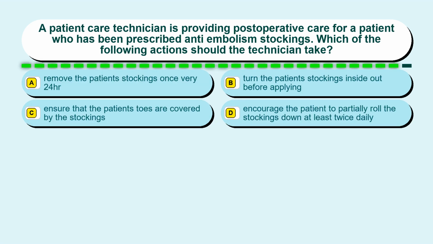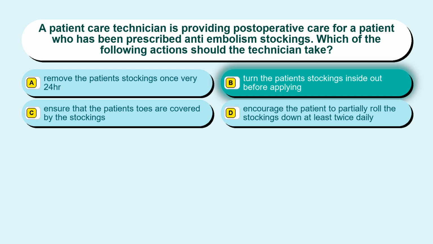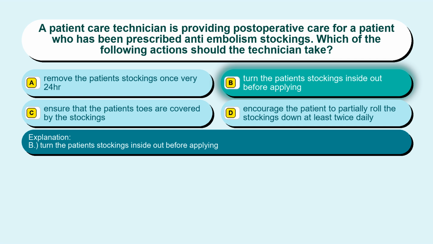Question 35. A patient care technician is providing postoperative care for a patient who has been prescribed anti-embolism stockings. Which of the following actions should the technician take? Option A, remove the patient's stockings once every 24 hours. Option B, turn the patient's stockings inside out before applying. Option C, ensure that the patient's toes are covered by the stockings. Option D, encourage the patient to partially roll the stockings down at least twice daily. The correct answer is option B, turn the patient's stockings inside out before applying.